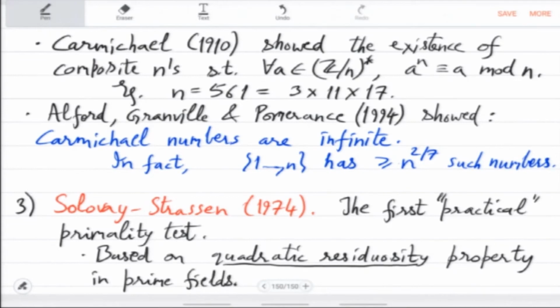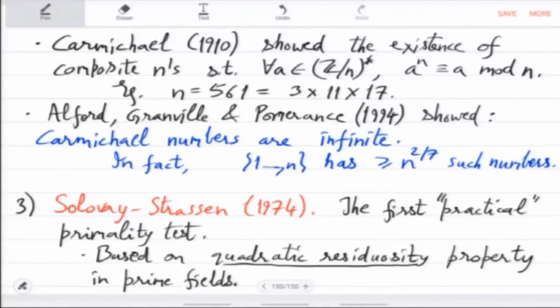This property you have already seen. We covered this when we were trying to factor univariate polynomials modulo a prime. There you saw how to test whether a given number is a square mod p. In particular, we showed that the number of squares and the number of non-squares mod p is exactly equal, it's p minus 1 by 2. We want to make it into a primality test.